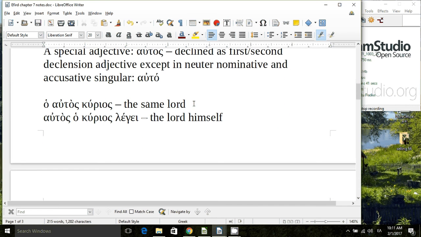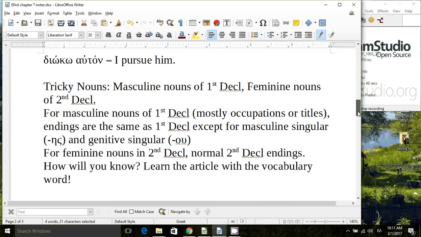So you make a flashcard: what does autos mean in the attributive position? What does it mean in the predicative position? And then what does it mean when it is in the oblique cases?